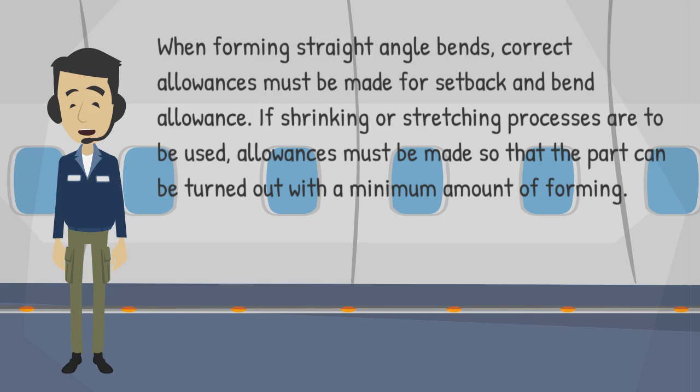When forming straight angle bends, correct allowances must be made for setback and bend allowance. If shrinking or stretching processes are to be used, allowances must be made so that the part can be turned out with a minimum amount of forming.